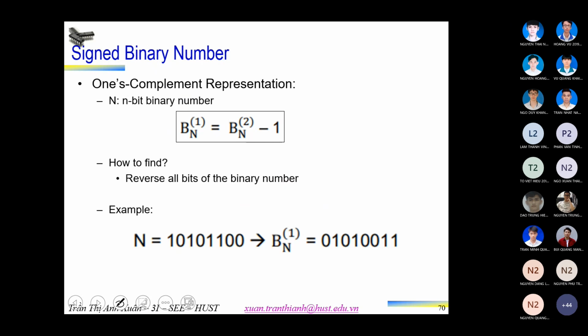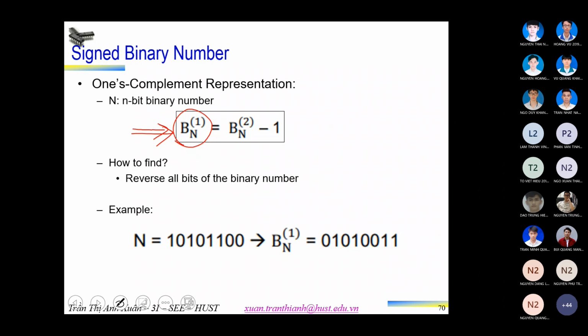And then for the one's complement representation of the same binary number, we note it here with the formula here. So how can we find the one's complement representation? Easily, we can obtain the one's complement representation of each binary number by reversing all bits of the binary number.